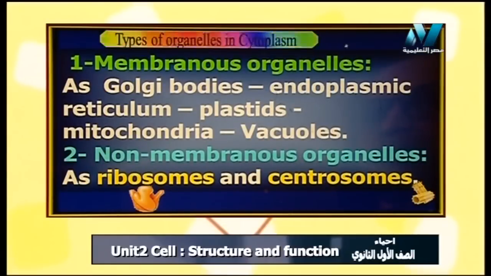But inside the cytoplasm a great number of organelles, but the organelles are classified into two groups of organelles. The first is called membranous organelles and the second is the non-membranous organelles. The non-membranous organelles are the ribosomes, centrosomes, but the membranous organelles as Golgi bodies, endoplasmic reticulum, plastids, mitochondria and vacuoles. يبقى قسمنا الاورجانيلز اللي جوه السيل لممبرينيوس اند نون ممبرينيوس.